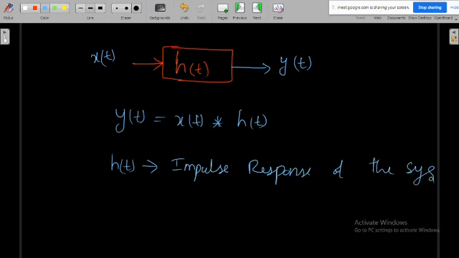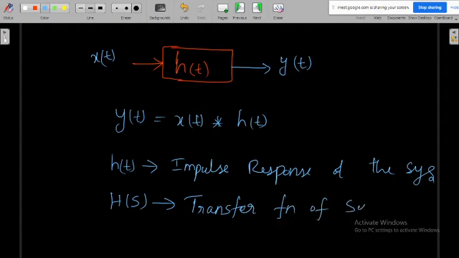Whereas in the frequency domain, you can take the Laplace transform. In the frequency domain this is h of s, and that time we call it the transfer function of the system. You already know how to go from h of t to h of s. For that you have to take the Laplace transform, which we will be studying in the further units. So h of t means time domain, h of s means frequency domain. Frequency domain is the transfer function; time domain we call the impulse response.